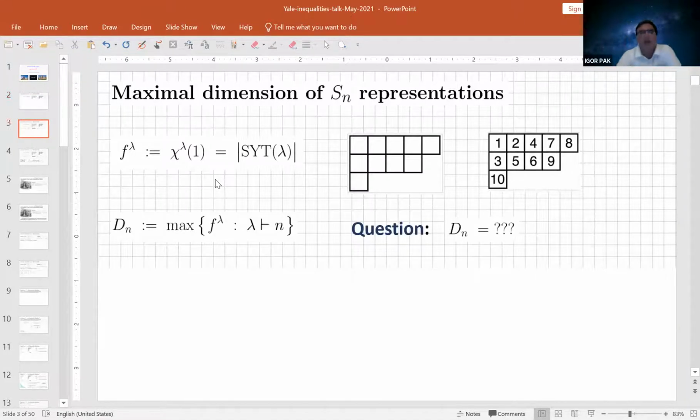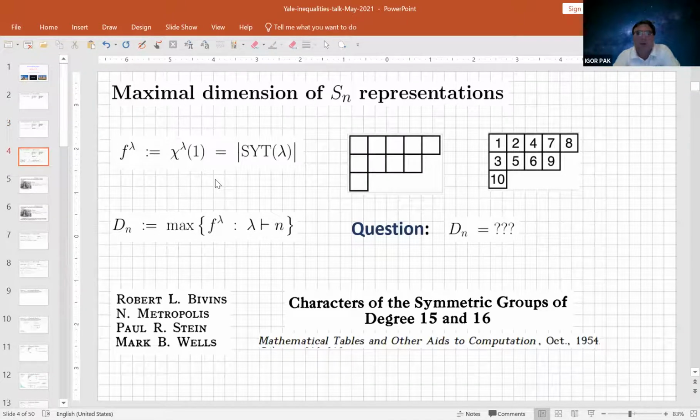So let's denote by d_n the maximal dimension of an irreducible representation, and it's a rather classical question. What is d_n? There's a finite number of irreducible representations corresponding to partitions, so one can ask about asymptotics. And so I figured I'll tell you a little about the history because the history is rather amusing.